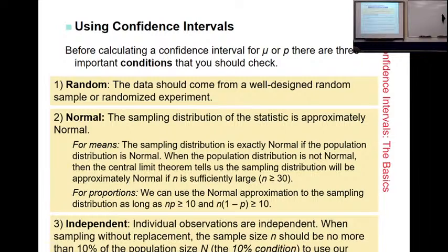And then, here's our real 10% condition. We're going to take 10 times the sample size. Is that smaller than the population? And that's to say that our calculation can be close enough to treating it like independent that we can say that it's independent. So random, normal, independent.